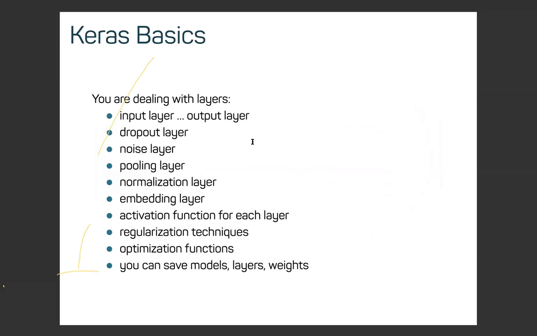The basic thing you will always encounter in Keras is dealing with layers. You will have an input layer, you will have an output layer, and you will have lots and lots of different layers that you will encounter when you work with it. Some of them are dropout layers, noise layers, pooling layers, convolutional layers, normalization layers, embedding layers, LSTM layers, all kinds of different layers. And you can combine them with functions like activation functions for each layer. You have regularization techniques, optimization functions. And of course, you can save models, layers, and weights to use them later to predict things.